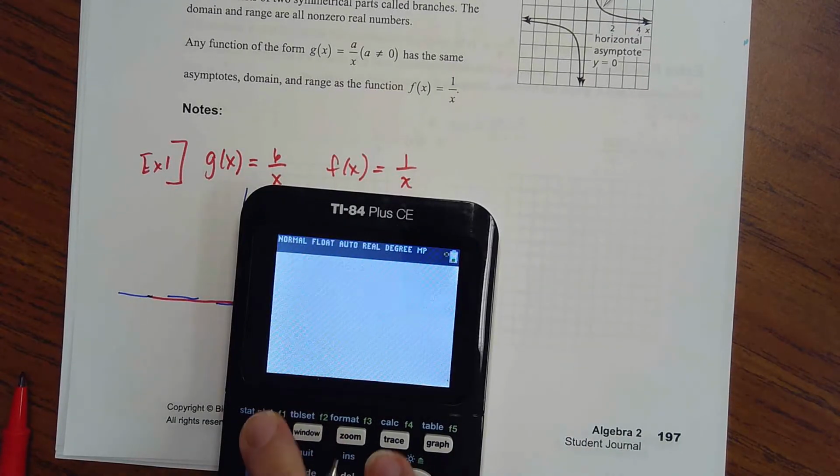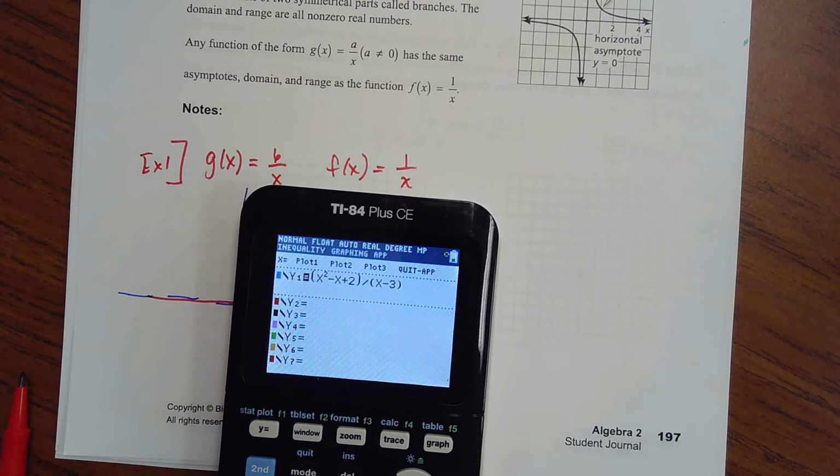So if you graph this, I'm going to go to my y equals here and type in 6 divided by x. Then I'm going to graph 1 divided by x. What does that 6 do to our function? That's what we're trying to figure out.